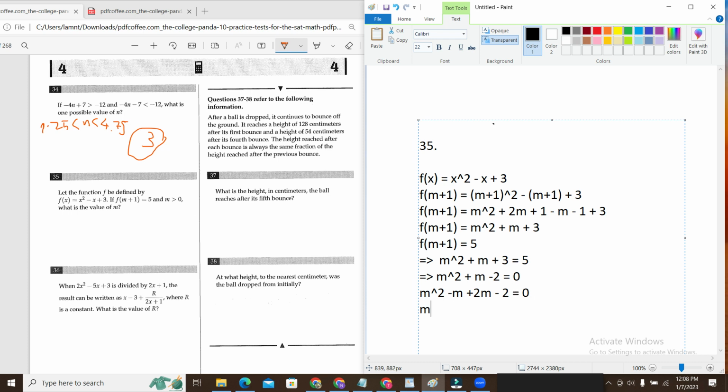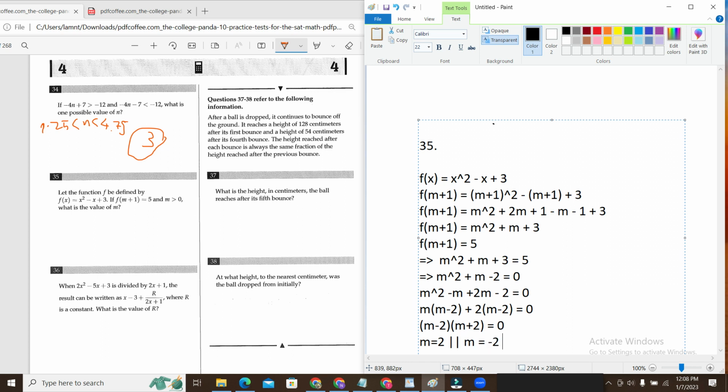So that means m times (m minus 2), plus 2 times (m minus 2) is equal to 0. Here we can group out m minus 2 as a common factor. So m minus 2 times m plus 2 is equal to 0. Therefore m is equal to 2, or m is equal to negative 2.